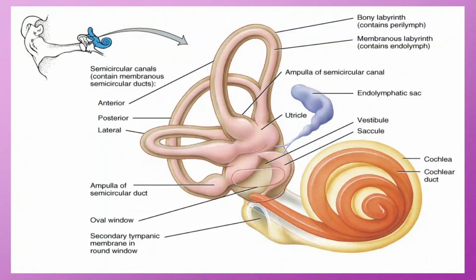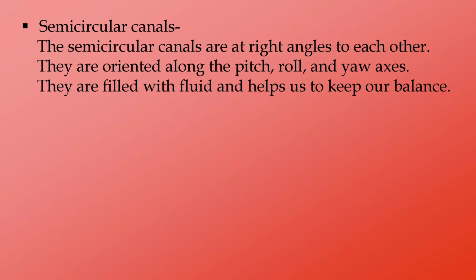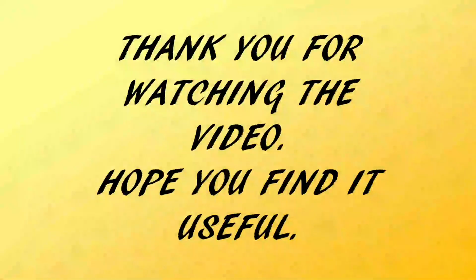Look, this is a diagram of cochlea and semicircular canals. Stapes transfer vibrations to the cochlea through the oval window. Semicircular canals are at right angles to each other, as can be seen in the diagram. They are also filled with endolymph and help us to keep our balance. So, these were some basic points about the human ear.